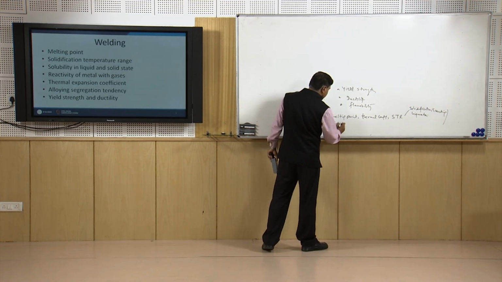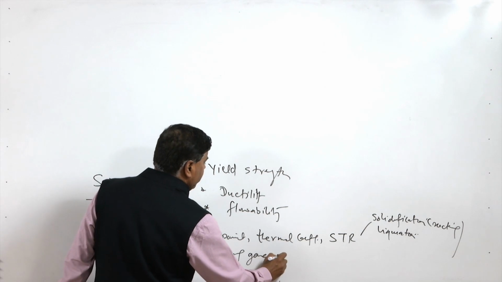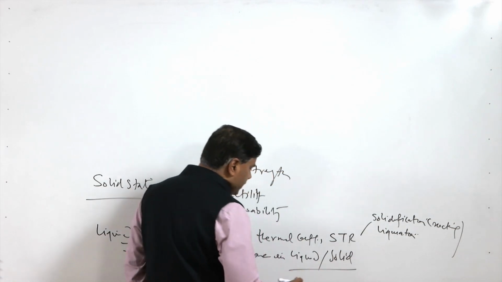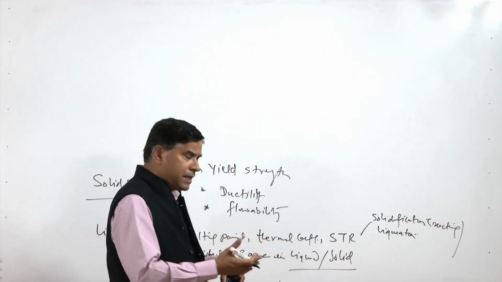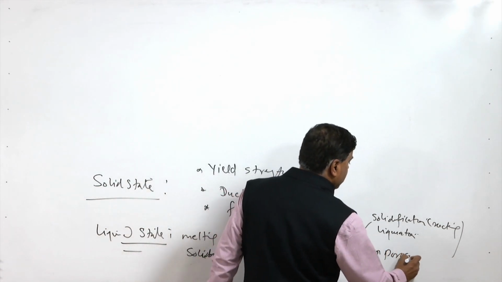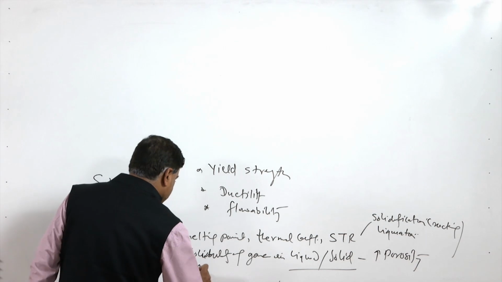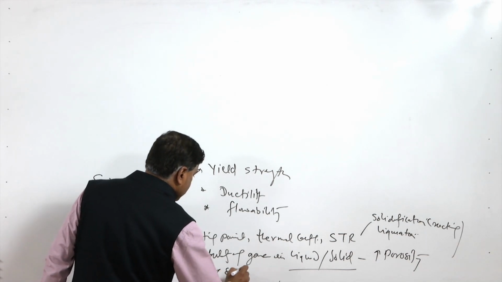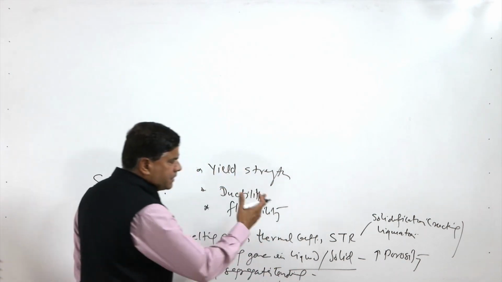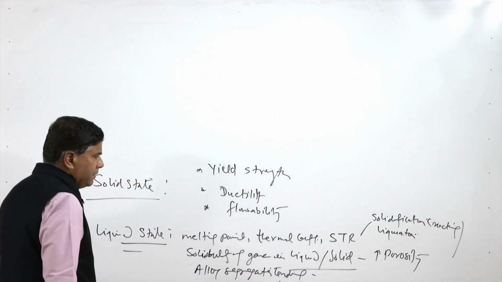And the solubility in the liquid state: in case of liquid state processes, the solubility of the gases in liquid and solid state is also important. If the difference in the solubility of the gases in the liquid and solid state is more, then it will increase the tendency for porosity formation. And similarly, the alloy segregation tendency is important because it affects the solidification cracking tendency as well as liquefaction cracking tendency in case of the weld joints.